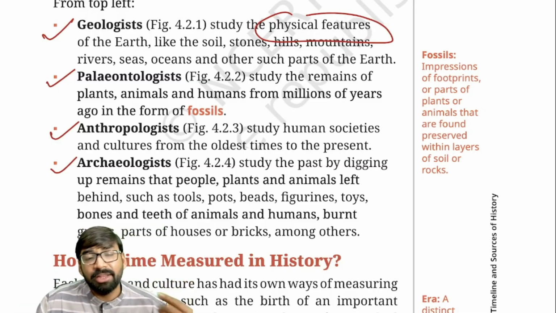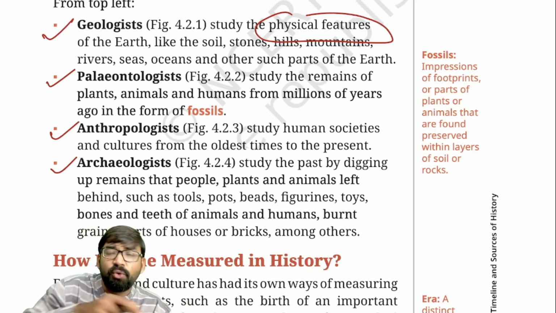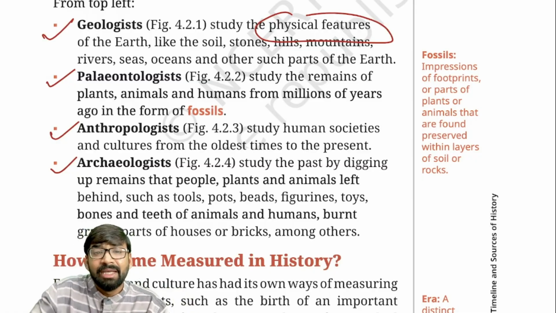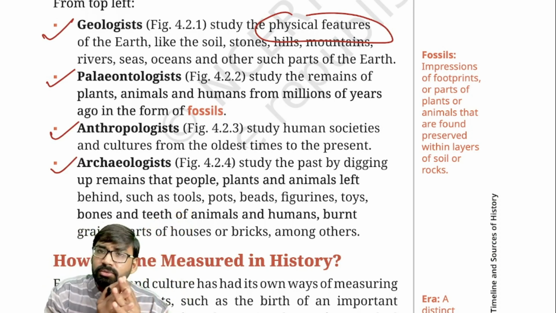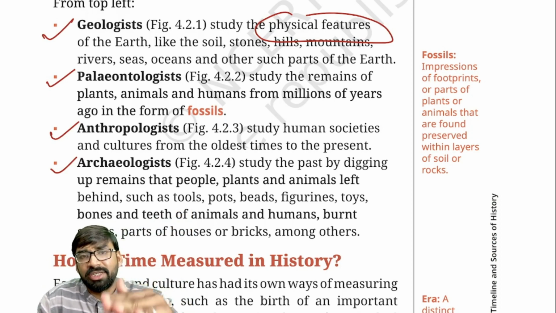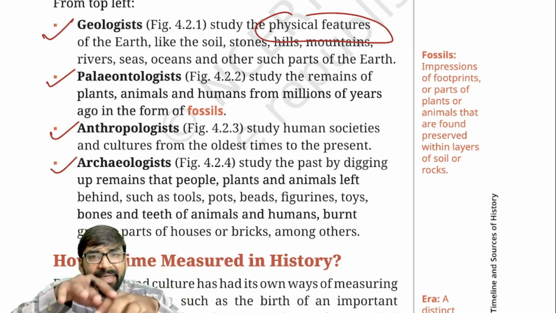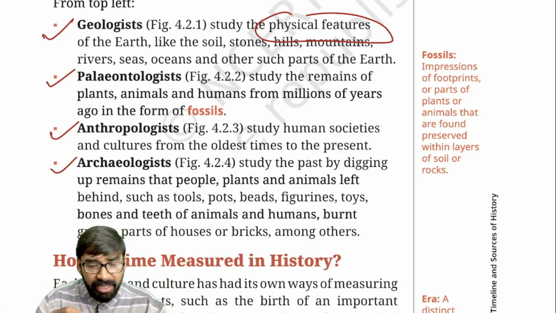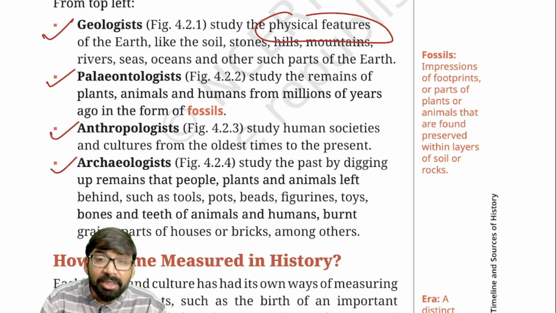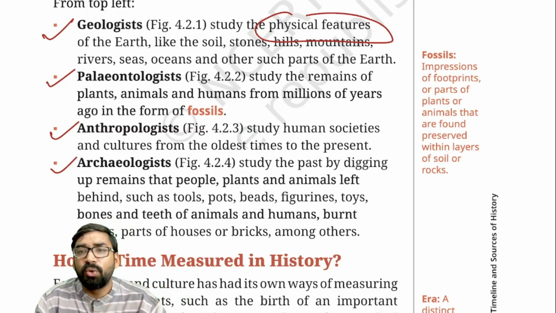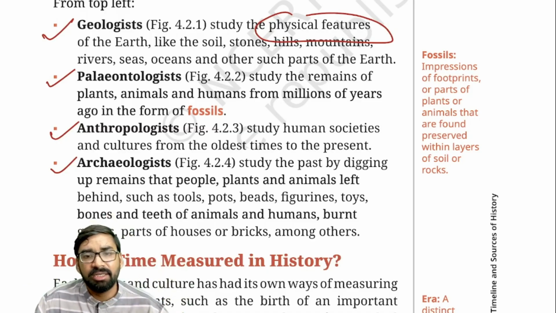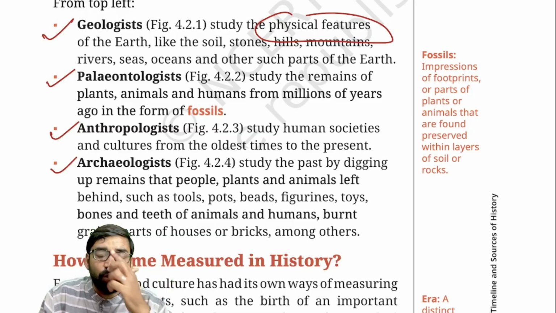Then comes anthropologist. एंथ्रोपोलॉजिस्ट का काम क्या होता है? They actually focus on human societies, how earliest culture got developed from older times to present. And then comes to archaeologists. Archaeologists, they actually study the past by digging the remains or excavations. They actually study the remains of people, the remains of plants, animals, है ना, like उनके bones हो गए, teeth हो गए, ये सारी चीजें study करते हैं, है ना. तो basically fossils क्या होते हैं?